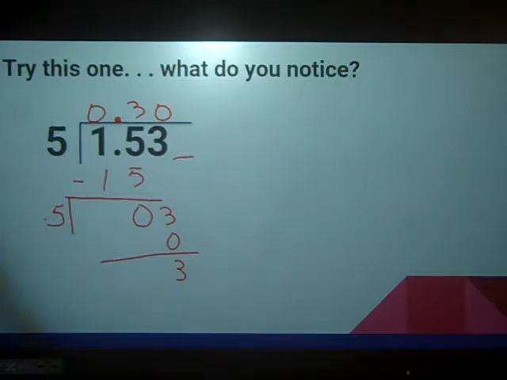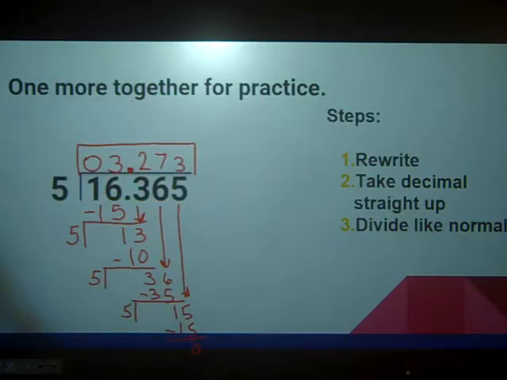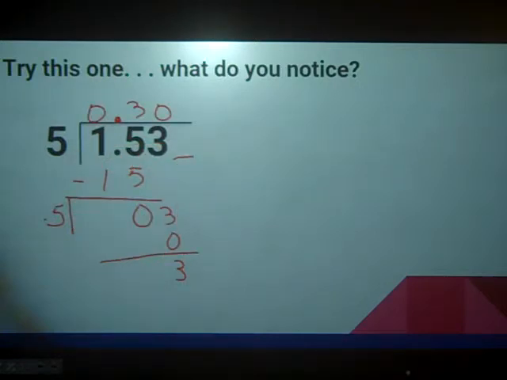No. You cannot have the remainder. A division of decimals has to either terminate, that means it divides evenly like this one does, or it repeats, which means it keeps on going forever. So what can I do in this instance to make this decimal terminate? What is one thing I can add to decimals that never changes the value? 0.